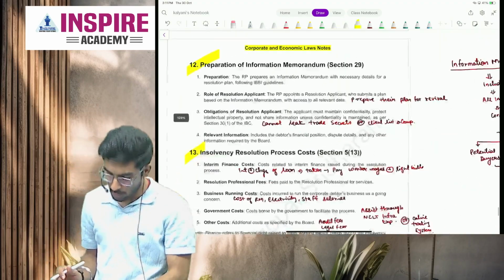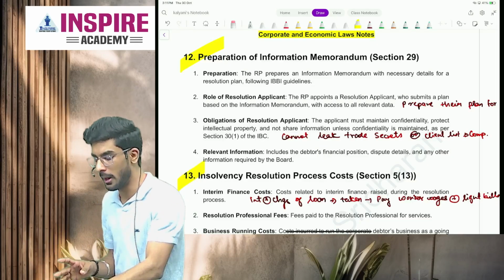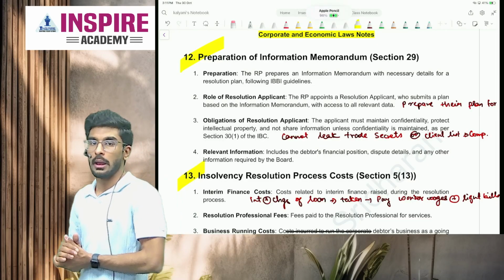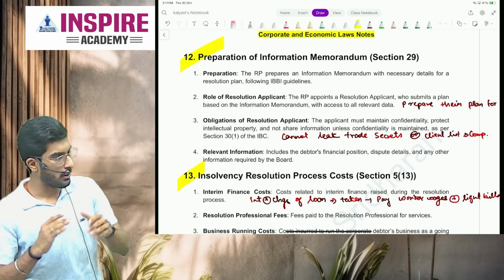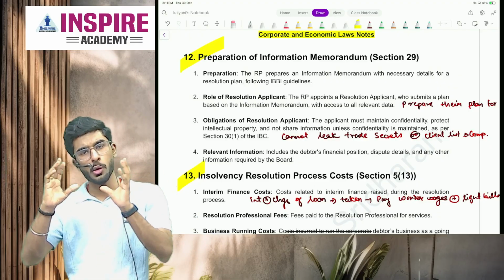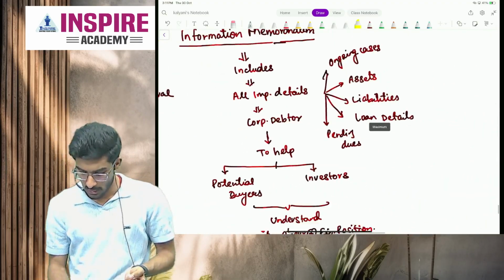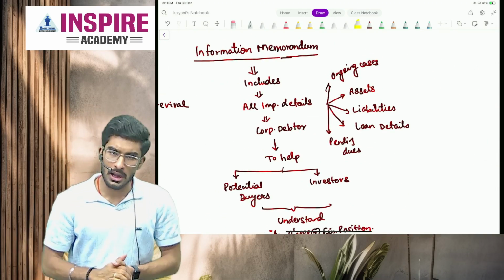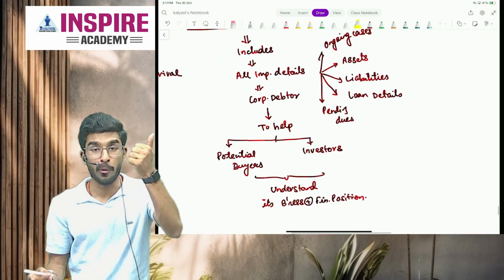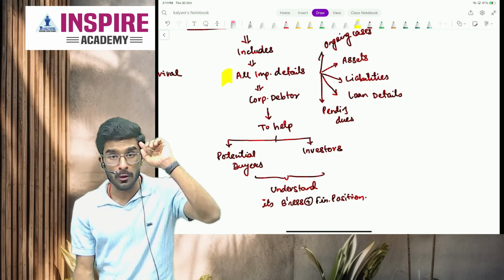Now let's come to the last 2 points. Before we come to the concept of information memorandum points, let me just tell you the basic meaning. People, information memorandum includes all the important details. Sir, what are important details?